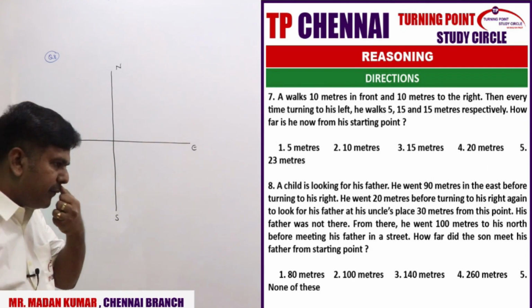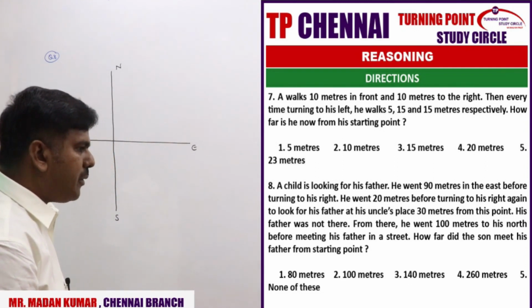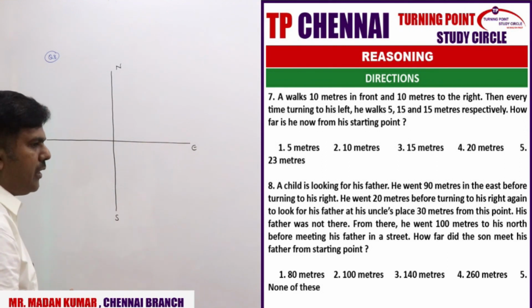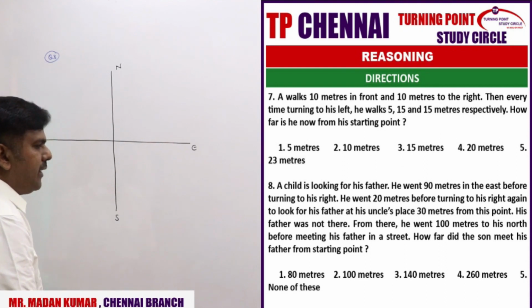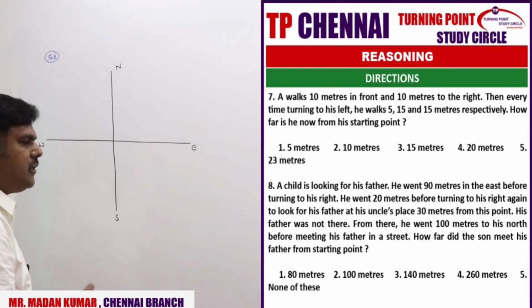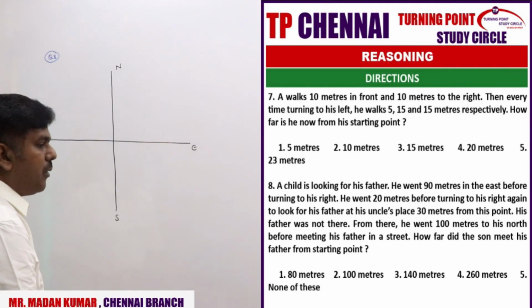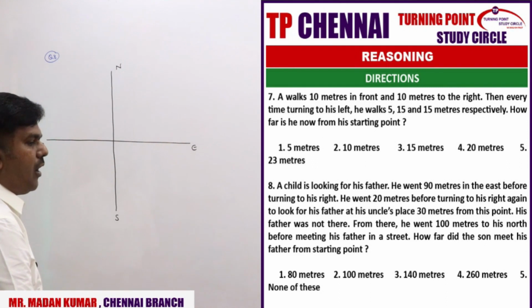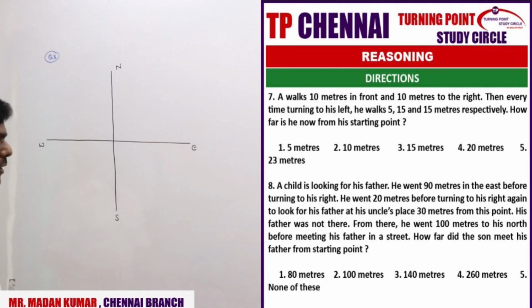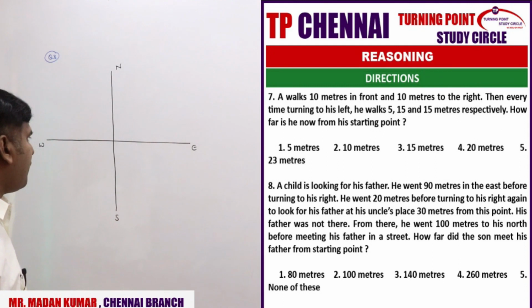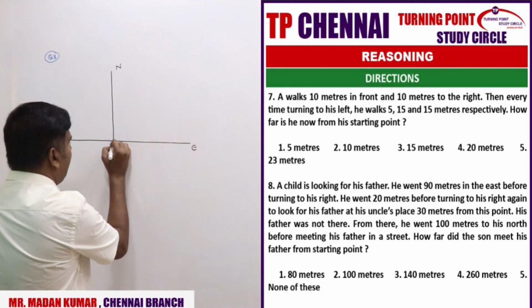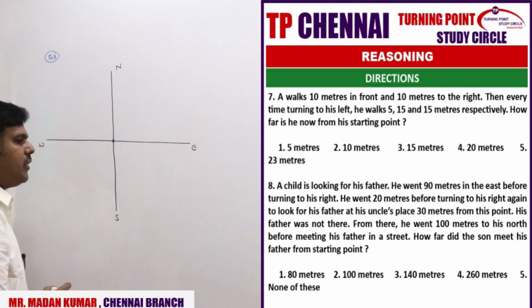A child is looking for his father. He went 90 meters in the east before turning to his right. He went 20 meters before turning to his right again to look for his father at his uncle's place 30 meters from this point. His father was not there. From there, he went 100 meters to his north before meeting his father in a street. How far did the son meet his father from the starting point? Very lengthy one, but easy one. We can easily solve such problems. We will see what is being given and how easily we can solve it.